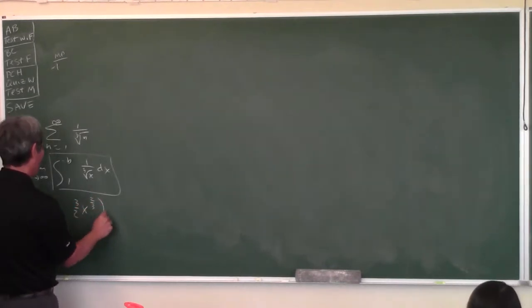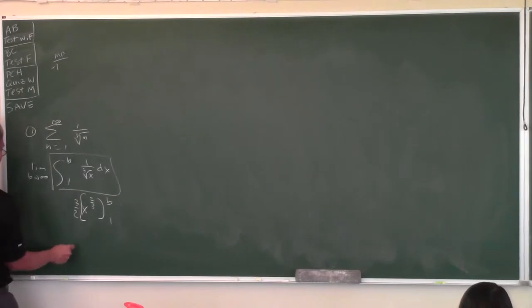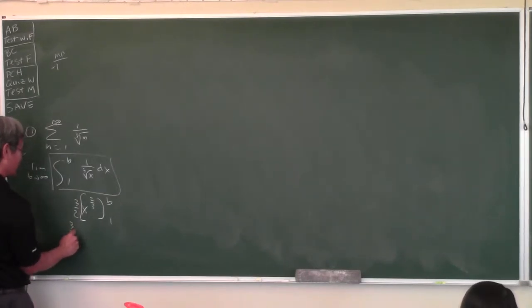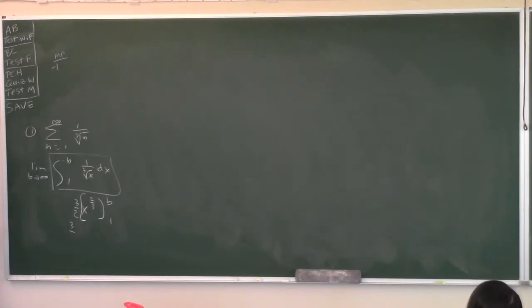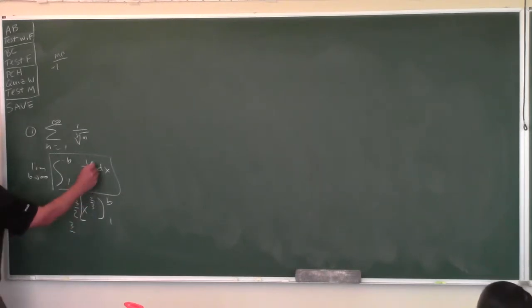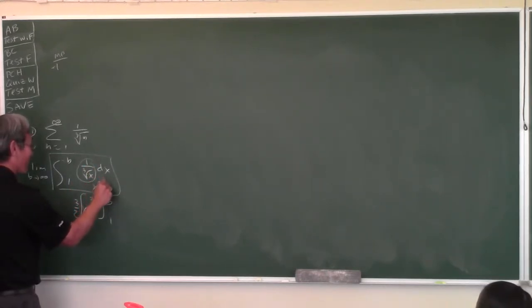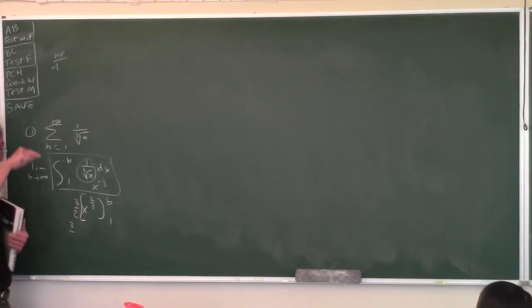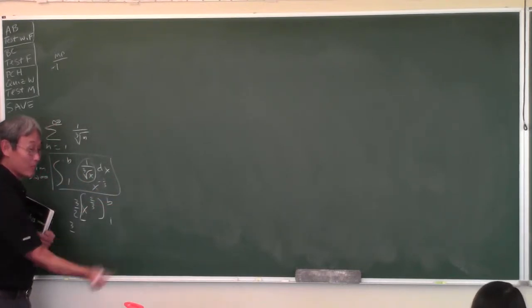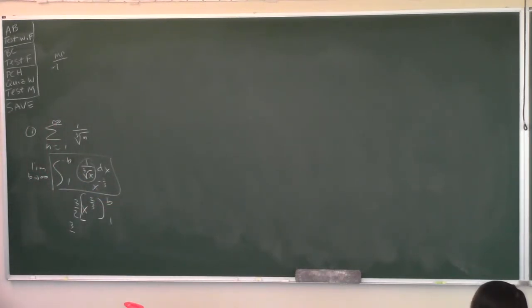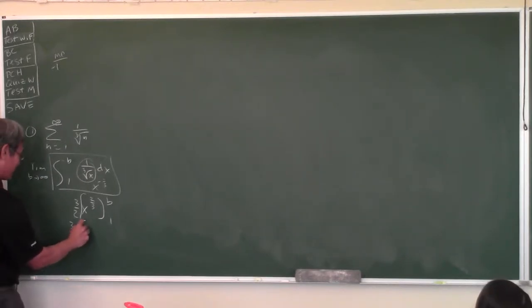Okay. From 1 to b, factor out the constant. Where's the x? X is right there. This is like x to the negative 1/3. You make the power 1 bigger, and you put the reciprocal.